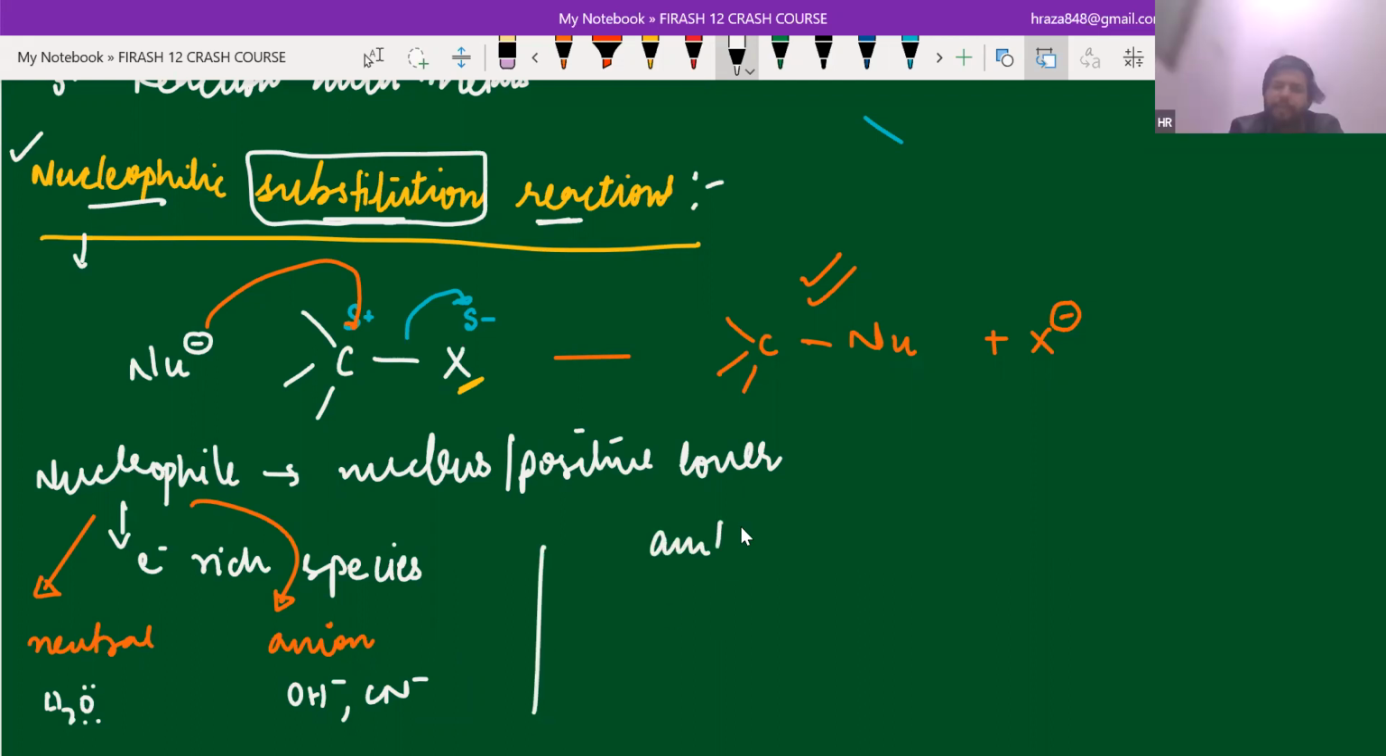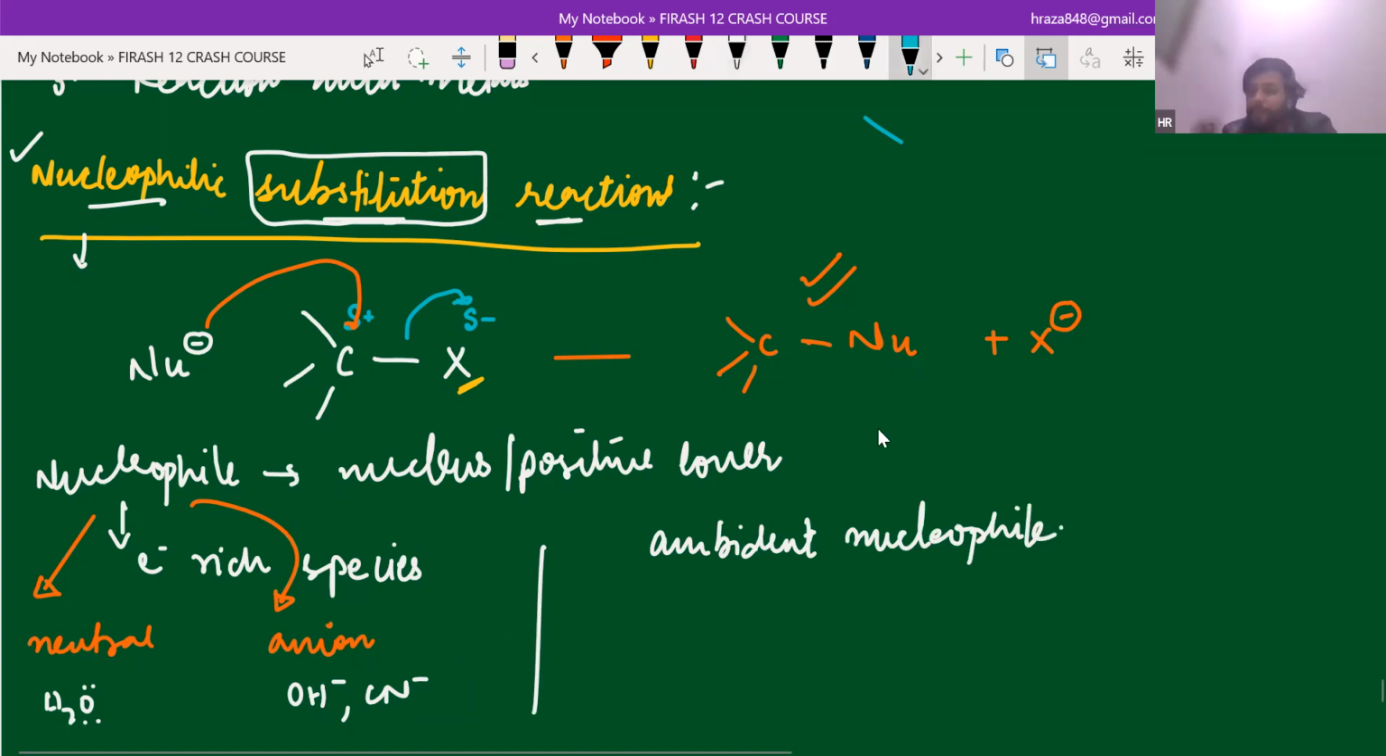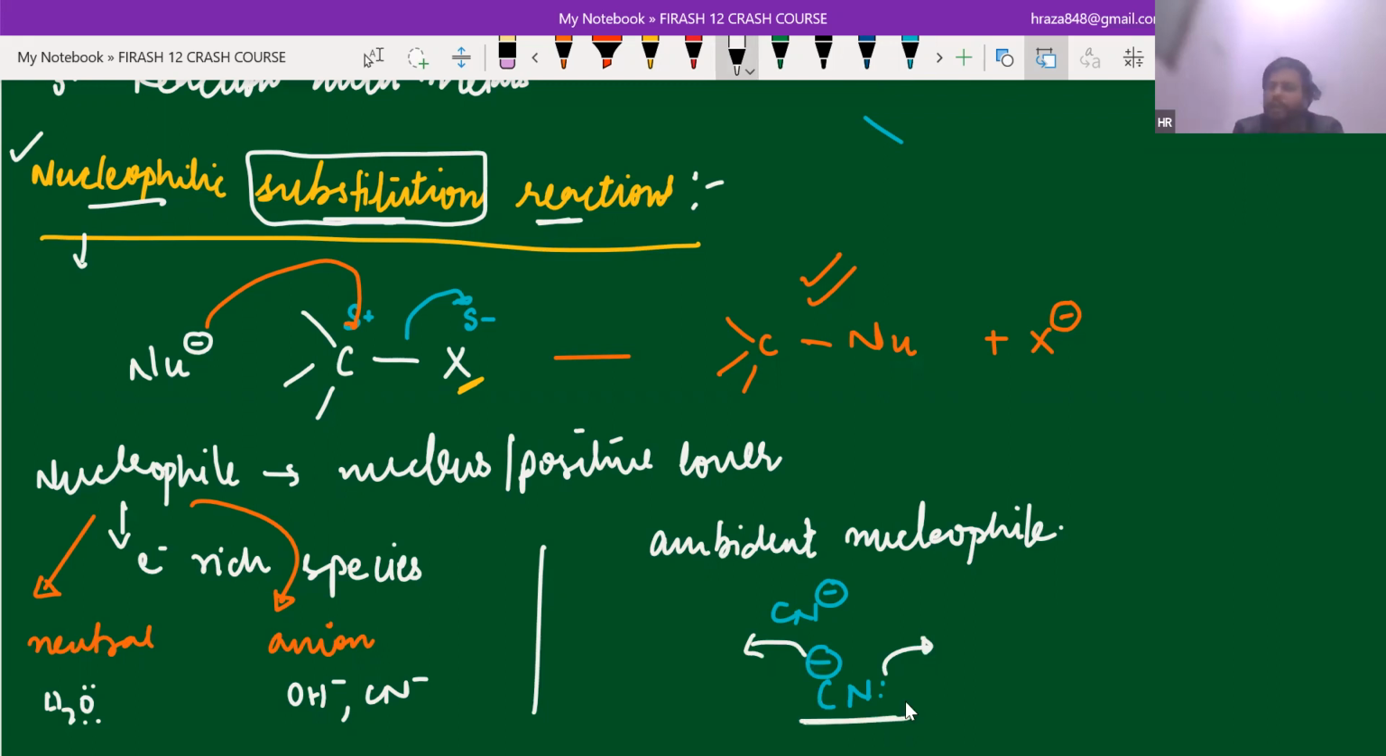Now there is a term, ambident nucleophiles. What does this mean? Basically, it has two nucleophilic centers. That means a species which can attack from both sides. That is basically your CN minus. CN minus is like this: C has a negative charge and N has a lone pair. So it can attack from either one, but it will use only one of them. This type of nucleophile is known as an ambident nucleophile.